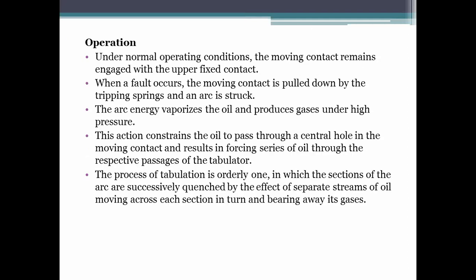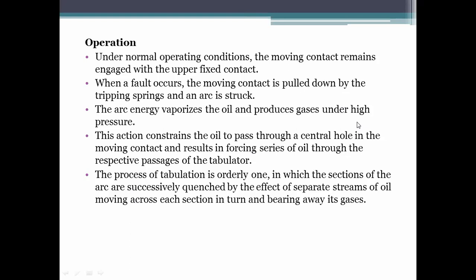be produced. Or an arc will be struck between these two contacts, and the arc energy vaporizes the oil and produces gases under high pressure. So when the arc is developed, that arc energy will vaporize the oil and produce gases under high pressure, and the action constrains the oil to pass through the central hole in the moving contact and results in forcing series of oil through the respective passages of the tabulator.